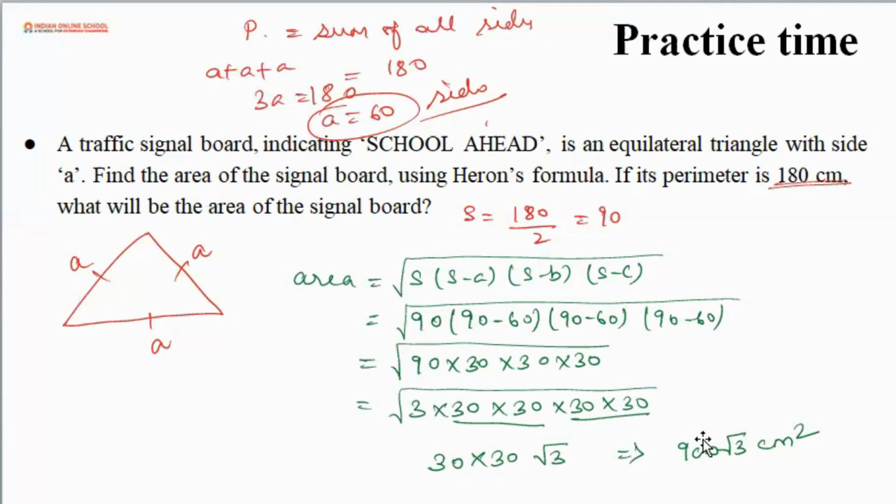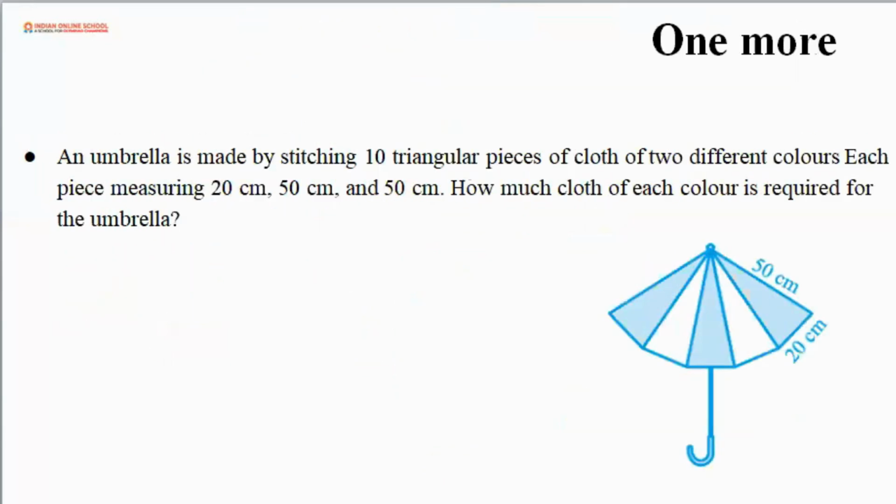Now we have another question, and that is a very interesting question. An umbrella is made by stitching 10 triangular pieces, as we can see, 5 over here and 5 at the back. These are of two different colors. The 10 triangular pieces are there, of which 5 are blue and 5 are white, and each triangle measures 20 centimeter, 50 centimeter, and 50 centimeter. The question asks how much cloth of each color is required for the umbrella, which means how much cloth we will use for the blue part and for the white part.